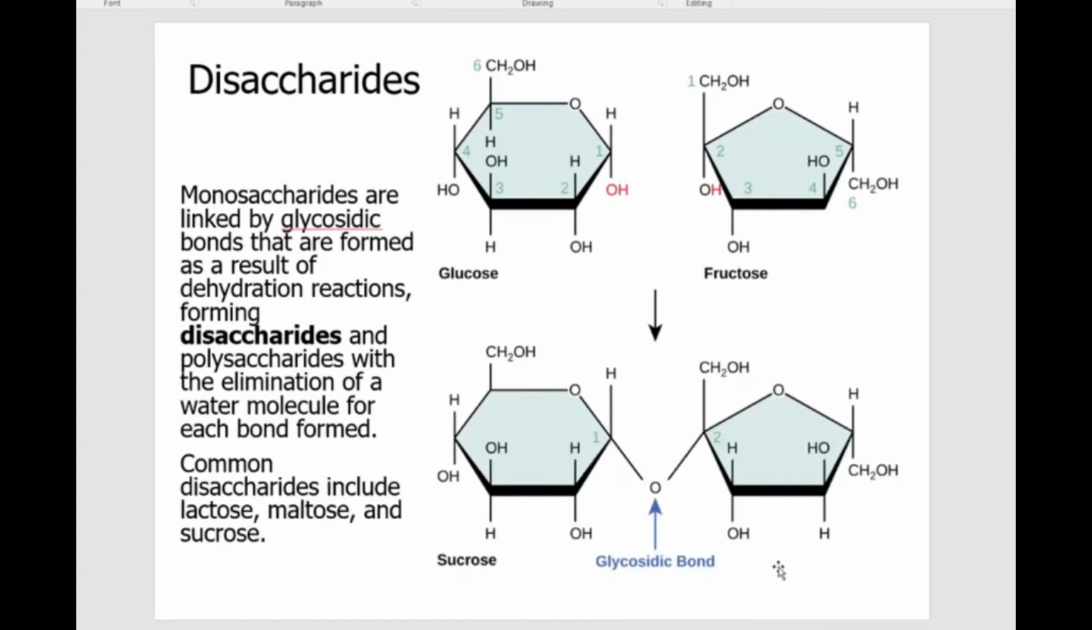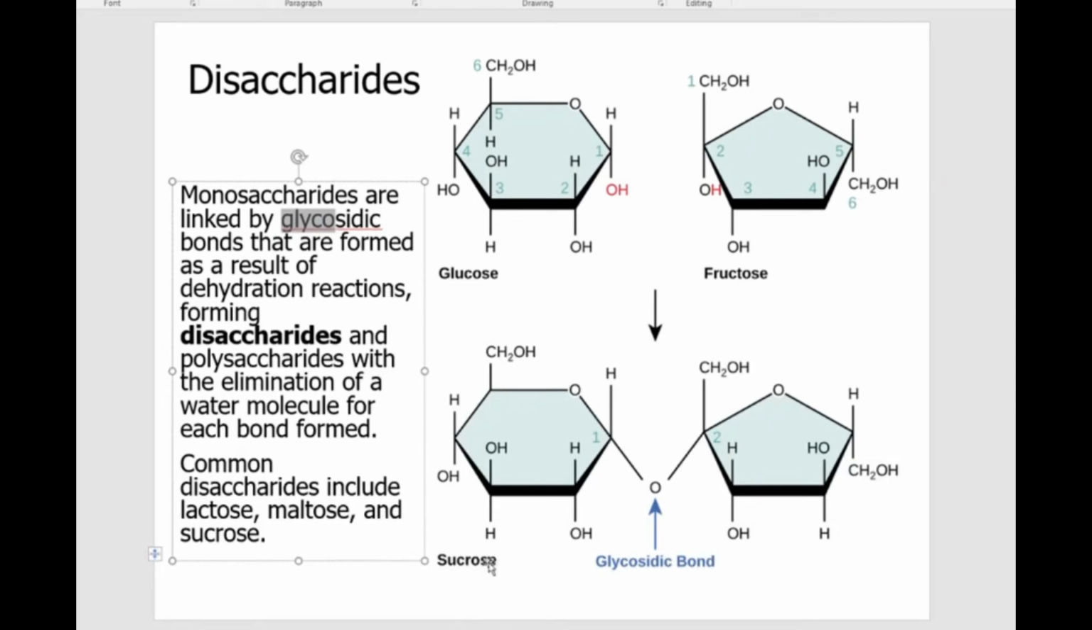So disaccharides are formed by 2 monosaccharides, and they are linked by a chemical bond called a glycosidic bond. Now, glyco means sugar. Usually everything about carbohydrates, about sugar, has glyco in the word. So this is called the glycosidic bond. There are some good examples of disaccharides.